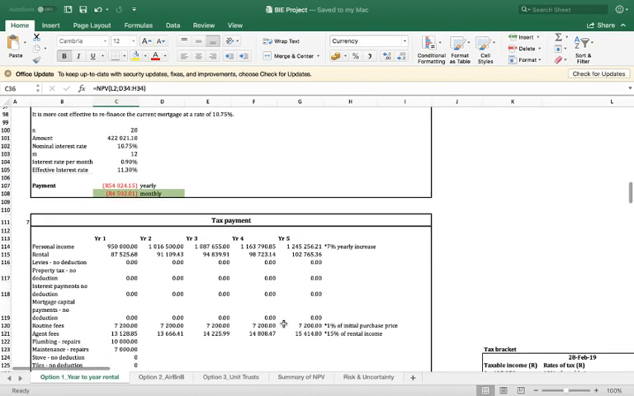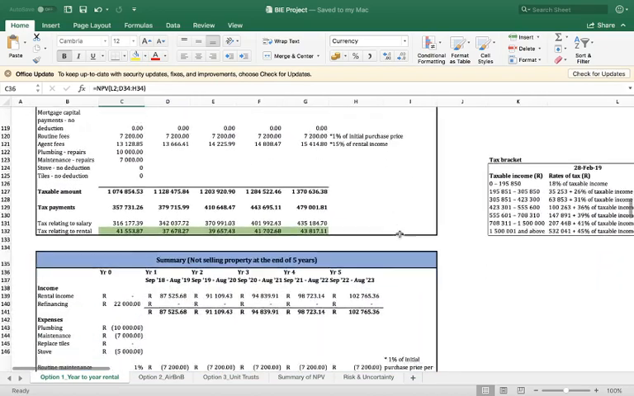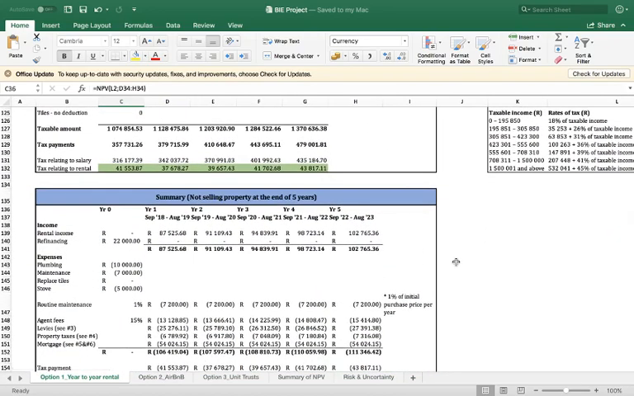Next, we need to calculate the tax relating to the rental income. To do this, all personal income is calculated and added to the rental income. The routine fees tax deduction is determined by using an estimate of 1% of the initial purchase price per year, and the agent fees deduction is taken as 15% of the rental income. Using these values, it is possible to calculate the yearly taxable amount and the subsequent tax resulting from the rental income. Using all of these calculated values, we can construct the cash flow table.